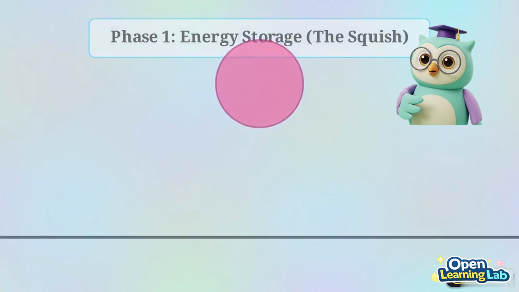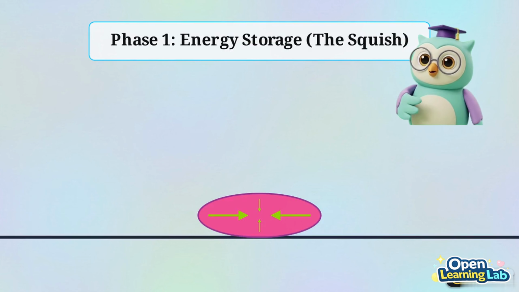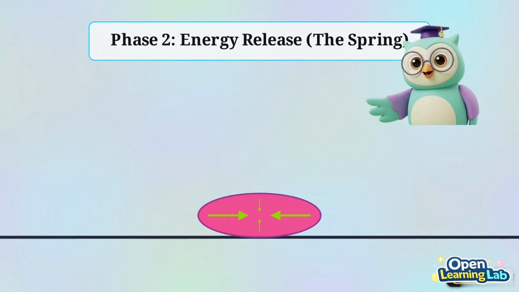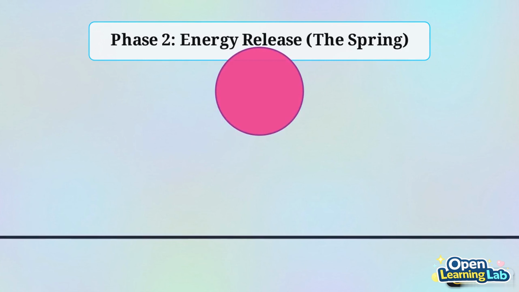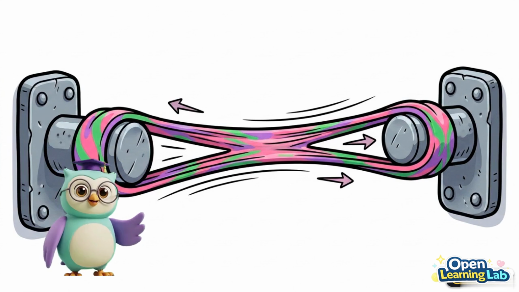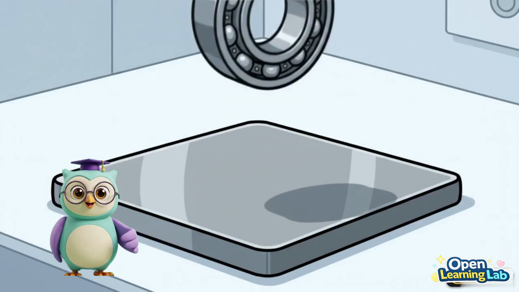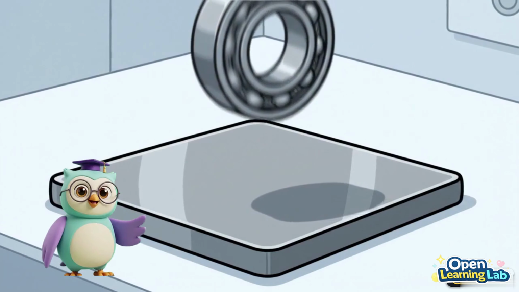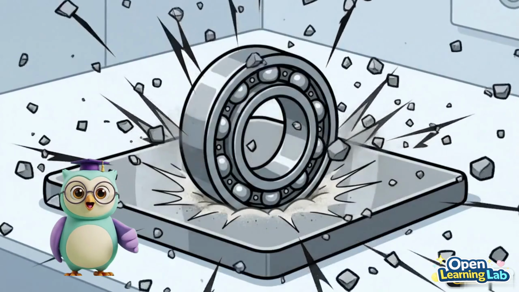First stage, the squish. Hitting the floor, the bottom edge presses flat, storing the energy of the fall inside the rubber. Second stage, the spring. The rubber immediately snaps back to its round shape, releasing stored energy and launching the ball upward. This ability to squish under pressure and instantly return to an original shape is called elasticity. If an object cannot physically deform and snap back, it cannot store and release energy in this way.